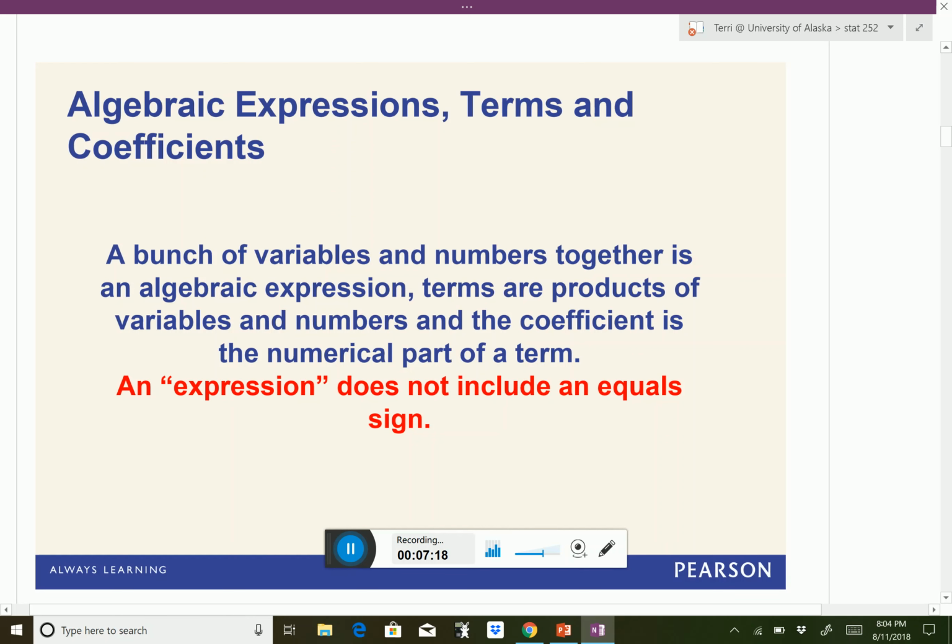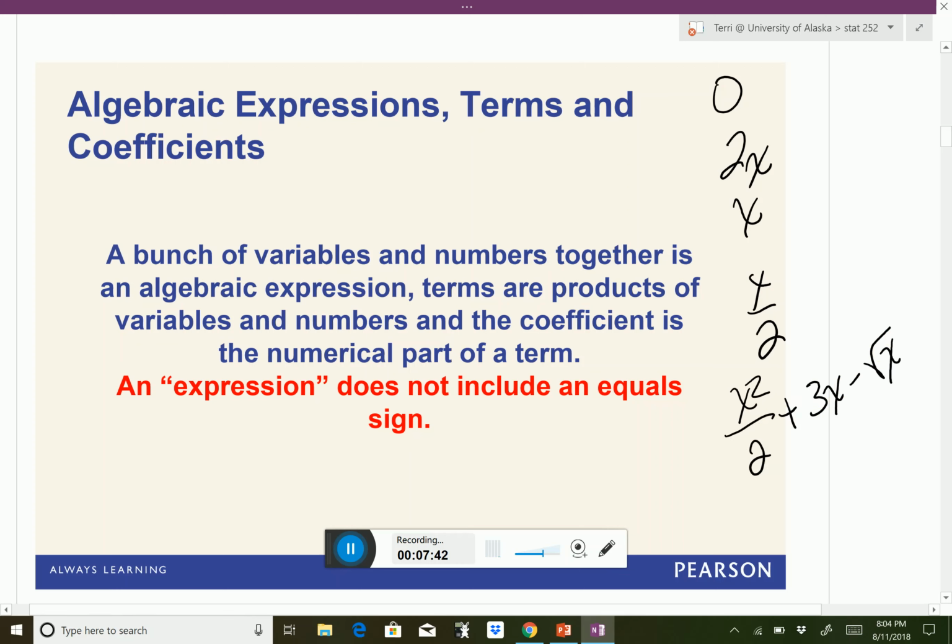Algebraic expressions. Okay, this is the best way I have to do it. A bunch of variables and numbers together is an algebraic expression. Okay, that can be anything. I mean, an algebraic expression can be 0, it can be 2x, it can be x, it can be x over 2, it can be x squared over 2 plus 3x minus the square root of x. Whatever. That's an algebraic expression.